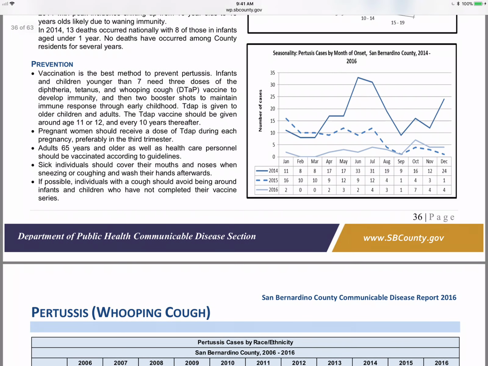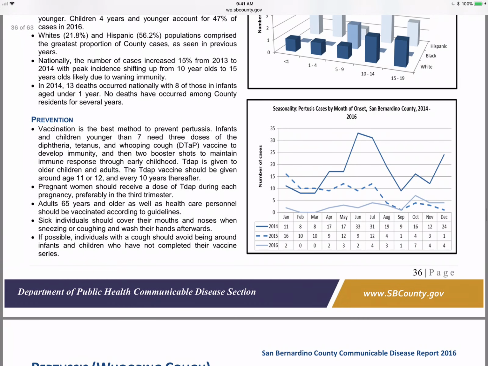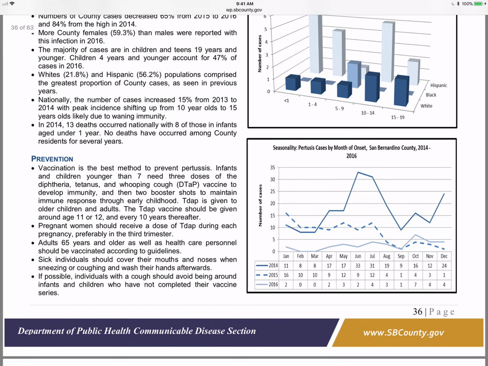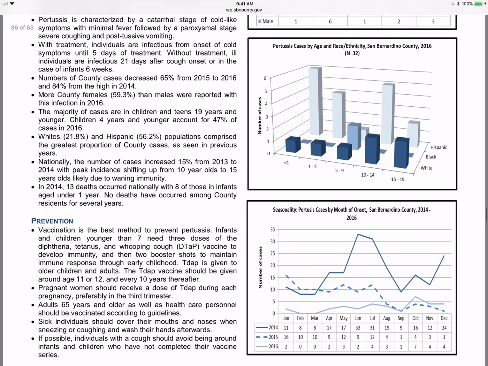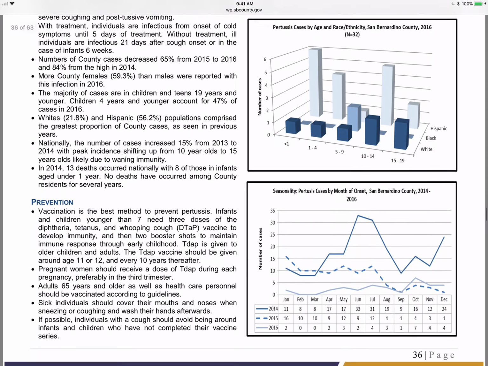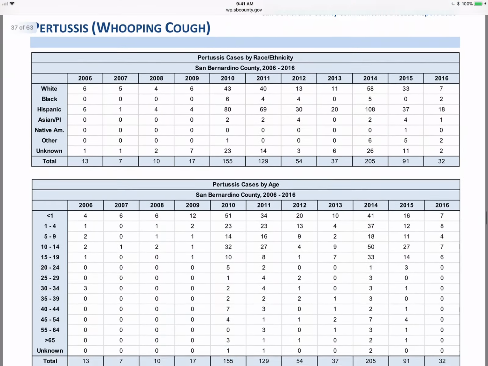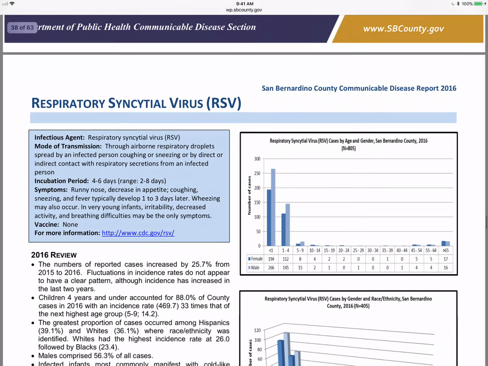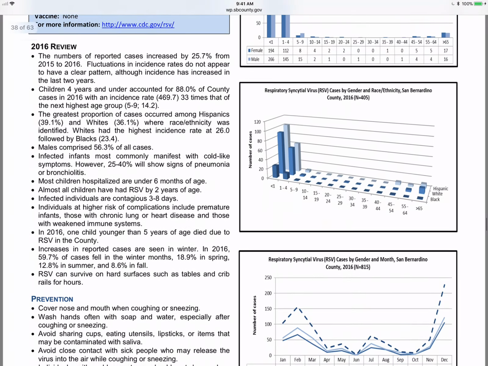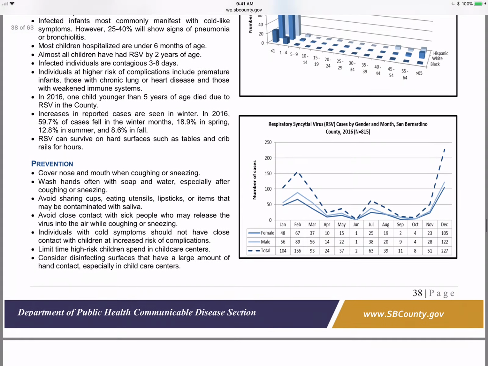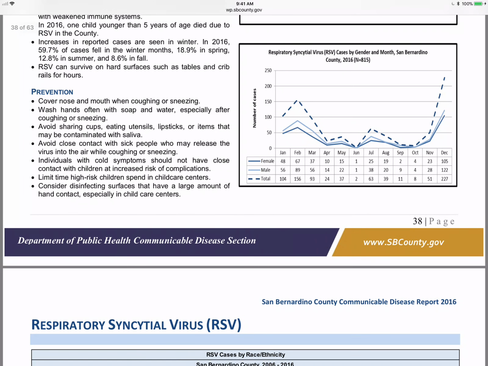You can see a striking seasonality for pertussis. And in this case, you can notice the age groups are quite young. So there are just some real important differences between the different diseases. Here's respiratory syncytial virus, and it's the young and the old, much less common in the middle age groups, and a definite seasonal pattern that we see with RSV.